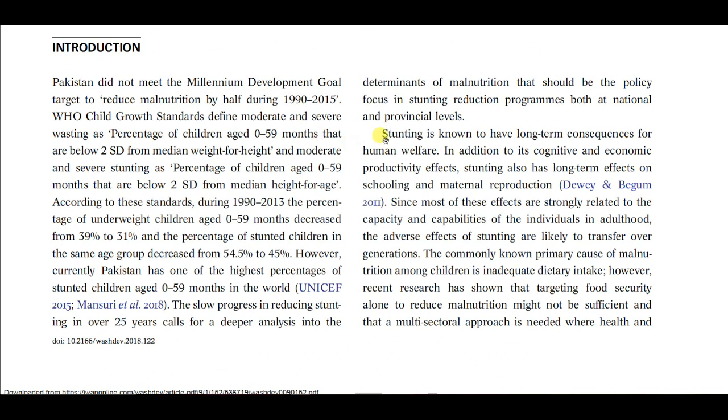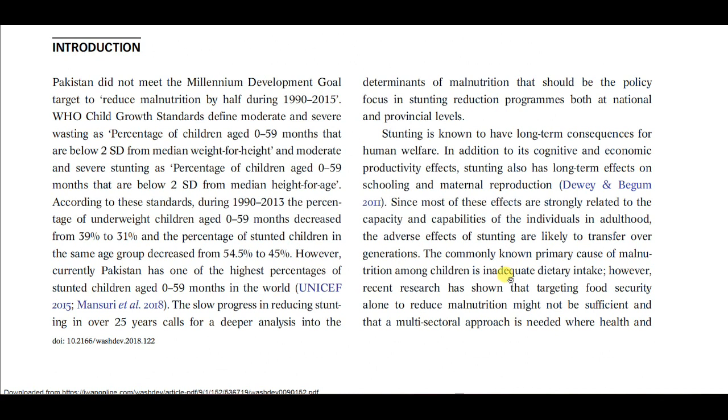We have briefly touched upon the definition of stunting in our previous lectures, but just to revise, stunting is known as the long-term consequence for human welfare. In addition to the cognitive and economic productivity effects, stunting also has long-term effects on schooling and maternal reproduction. For female students, if they have poor health, and if the mother is stunted, the child is also likely to be stunted. So we have to take care of the children today so that they can become better mothers tomorrow and better workers in the labor force. This is why it becomes very, very important to study this topic.